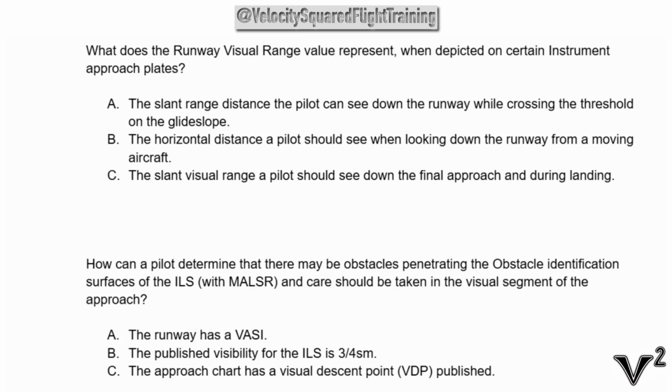Last thing we're going to do is a couple rapid fire, just some rote memorization stuff. Get you ready to take that test, okay? So this first one's going to be a nice one I like to remember. What does the runway visual range value represent when depicted on certain approach plates?